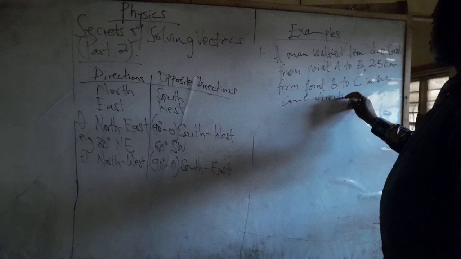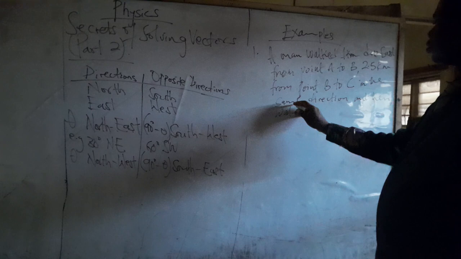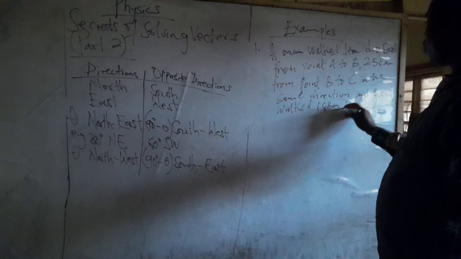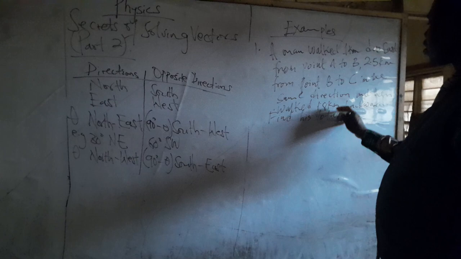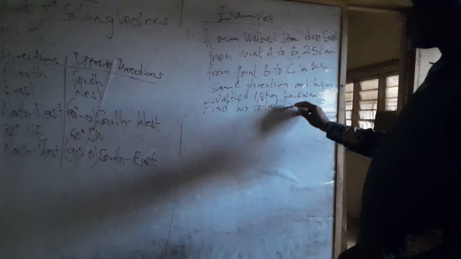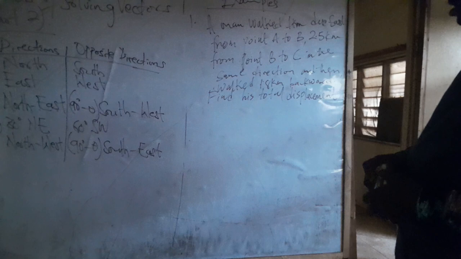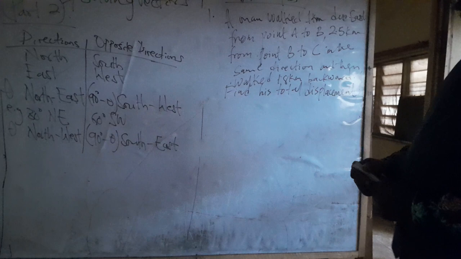And then walked 1.8 kilometers backward. Find his total displacement, or what you can call resultant, or what you can call effective displacement. So whether they use total, or they use resultant, or they use effective, or they don't even use anything, but displacement is a vector. You know how to do it. That is how to do it. What we do is solution.